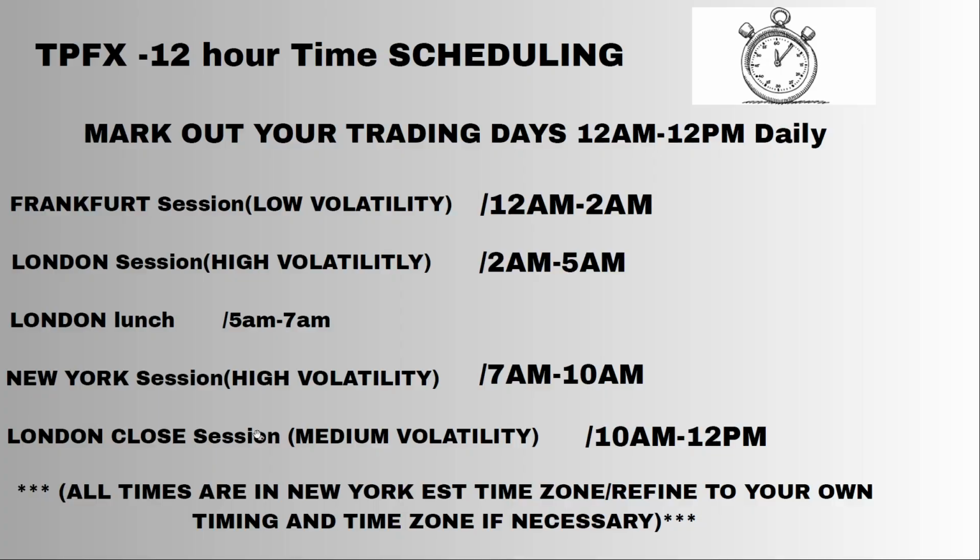Then we have the London close session, which is medium volatility. This is from 10 a.m. to 12 p.m. Usually traders get off of currencies and they go over to the indices or the metal markets for the 10 a.m. volatility. But in Forex, you can still get a move with the London close session, 10 a.m. to 12 p.m. All times are in New York Eastern time zone. Refine to your own timing and time zone if necessary, as I said before.